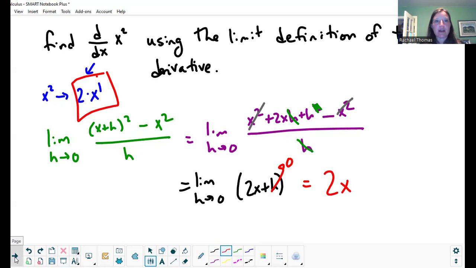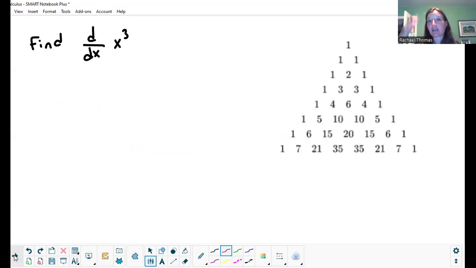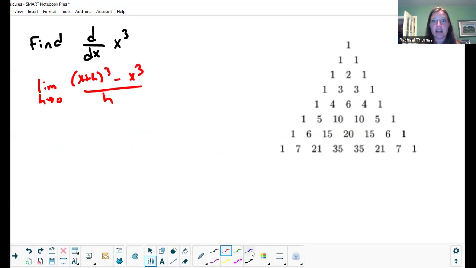And now you're like, that's great, lady, but that was just x squared. How did I know that that would work for x to the 53rd or x to the 56th or whatever I did in my first example? Let's just do one more. We're going to try one more of these. I have Pascal's triangle here to help us expand our power function. I'm going to do the same setup, limit as h goes to 0 of (x plus h) cubed minus x cubed over h. And in order to expand that (x plus h) cubed, I'm going to use Pascal's triangle.